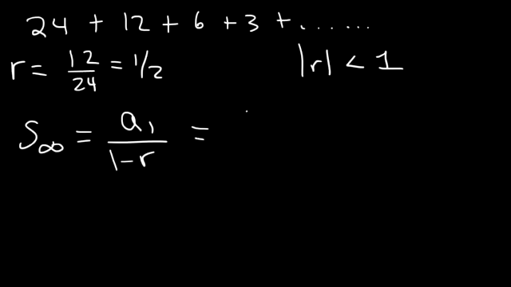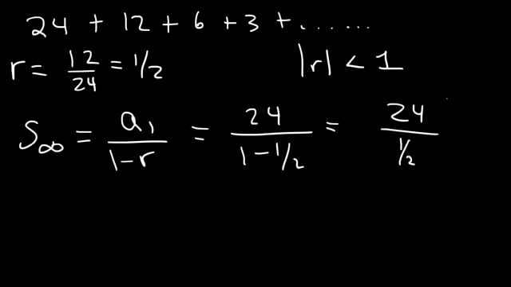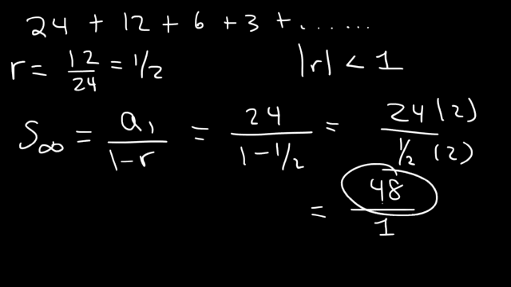The first term is 24, and R is 1/2. 1 minus 1/2 is 1/2. So if we multiply the top and bottom by 2, 1/2 times 2 is 1, 24 times 2 is 48. So the sum of this particular series is 48. Now let's try another example.